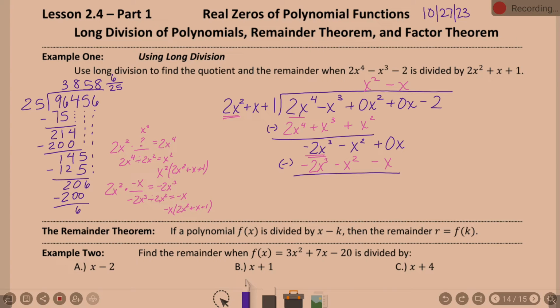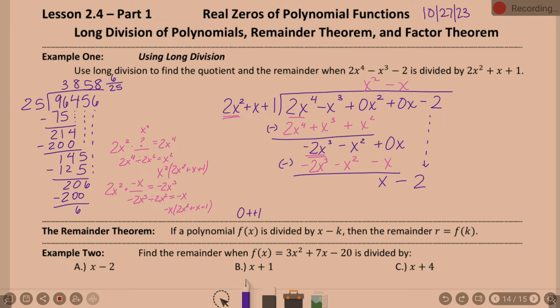0x minus negative 1x is 1x, right? Yeah. 0 minus negative 1. Okay. So that is a plus 1. And officially we should bring down the minus 2, yes? Now, officially we're supposed to restart the process.